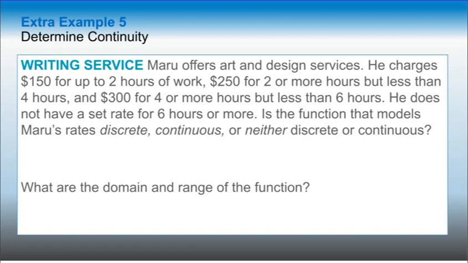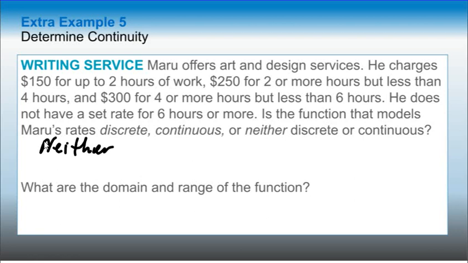For this one, you do have some continuous. So for up to 2 hours, you can pay $150. But then there's a jump: for 2 or more hours but less than 4 hours, it's $250. And then you have another jump to $300 for 4 or more hours. So you have discrete and continuous, so this would be neither.